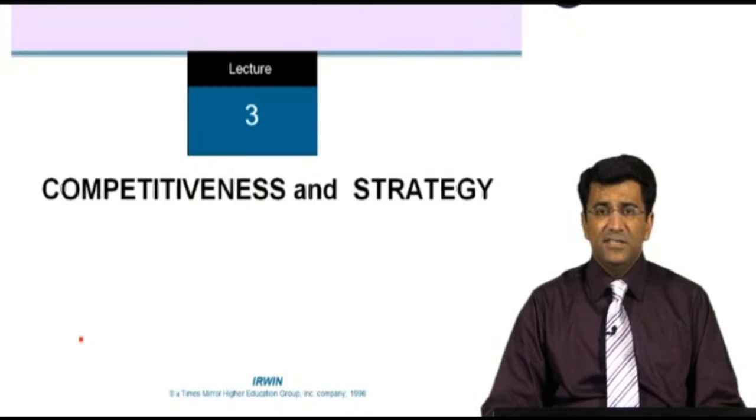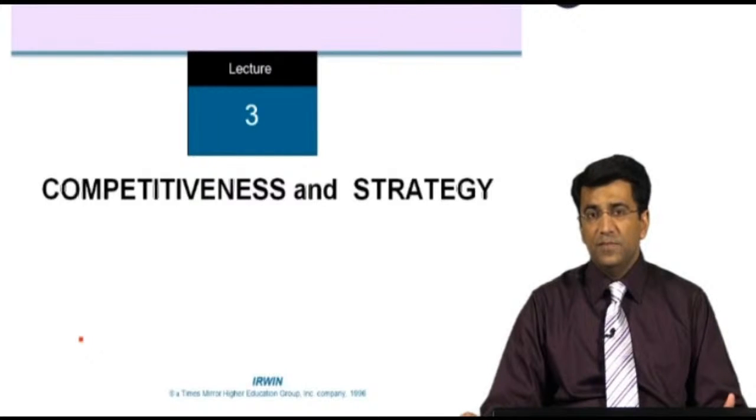Then strategy is a long-term plan, a master plan or comprehensive plan, of how the organization can achieve its mission, vision and basic purpose. We will discuss competitiveness and strategy in detail. Finally, we will be able to have a sort of operation strategy for operations managers, that is, how competitiveness and strategy can help operations managers to define and devise the operation strategy for their organizations.